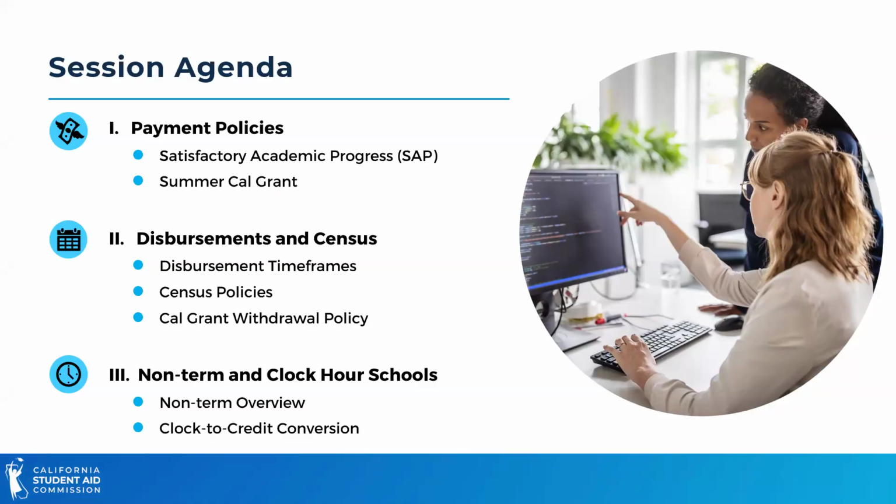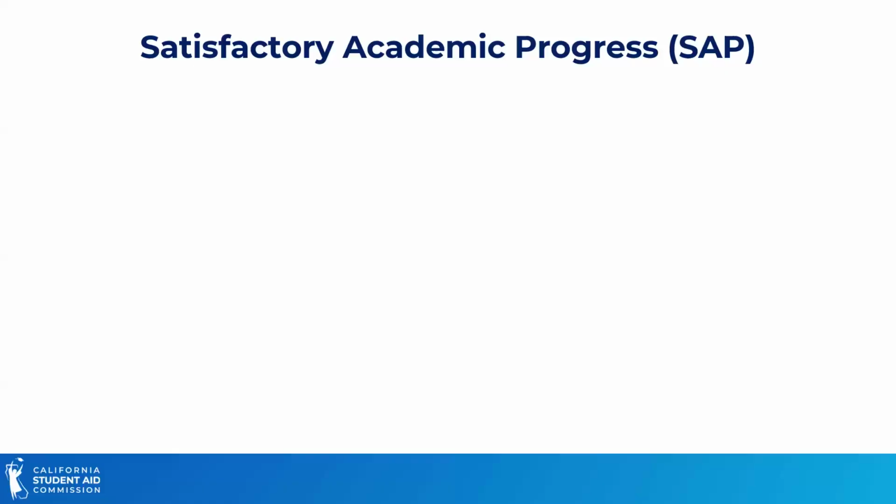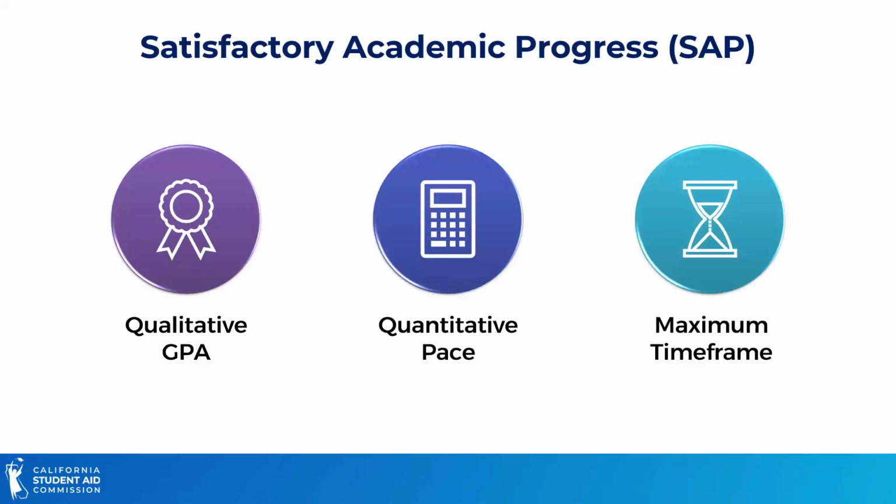They have slightly different rules, so we want to make sure that financial administrators from those schools are supported and know how to report their Cal Grant payments. So first, let's look at some general payment policies. The first being satisfactory academic progress, or SAP.